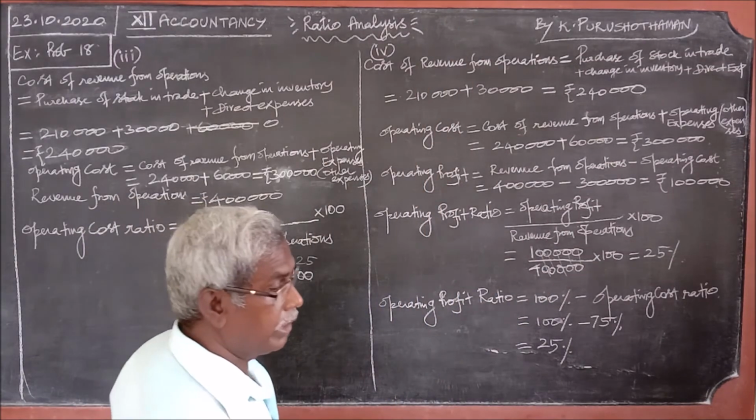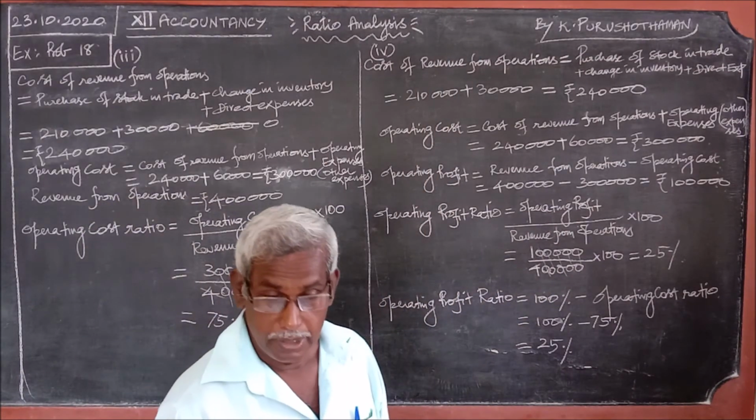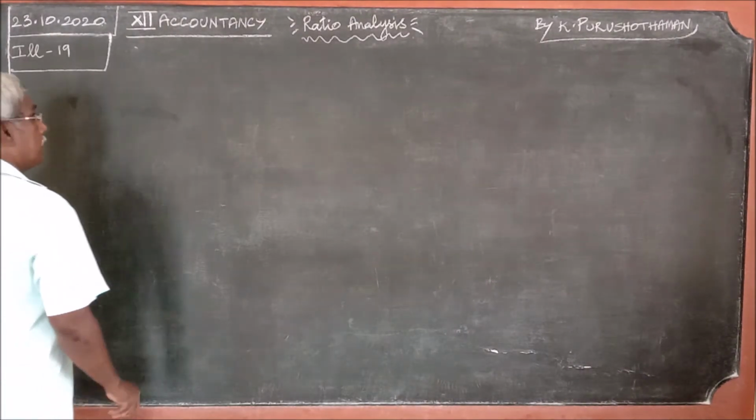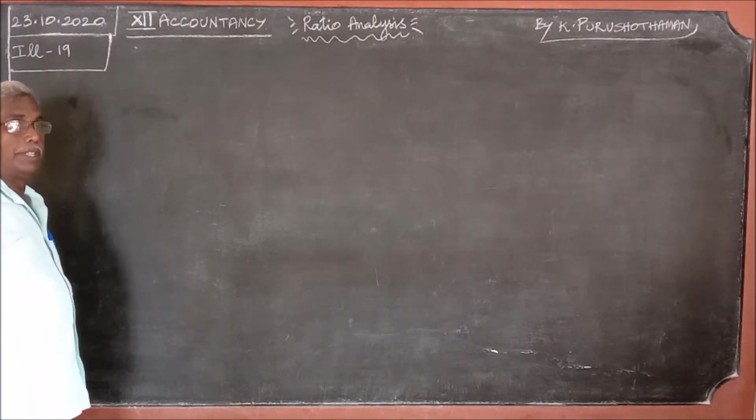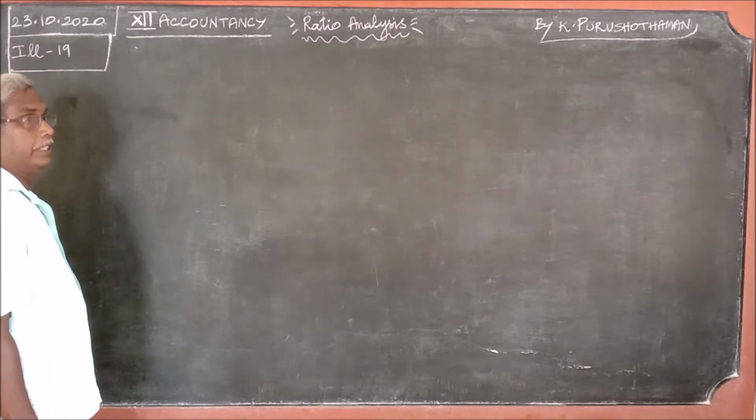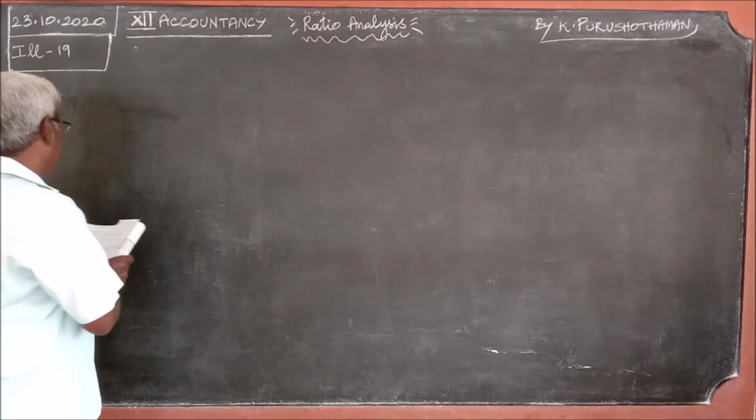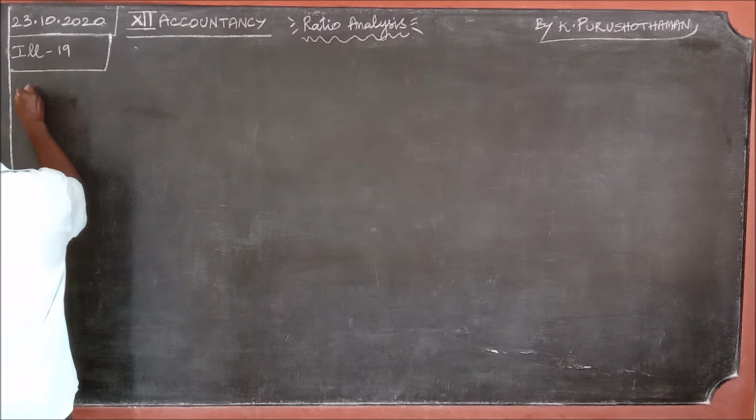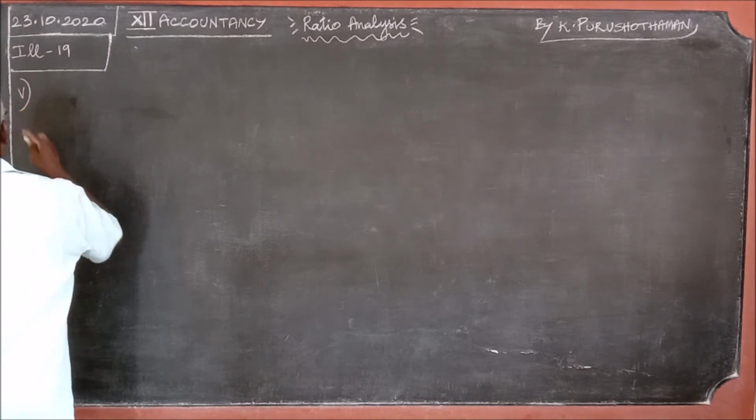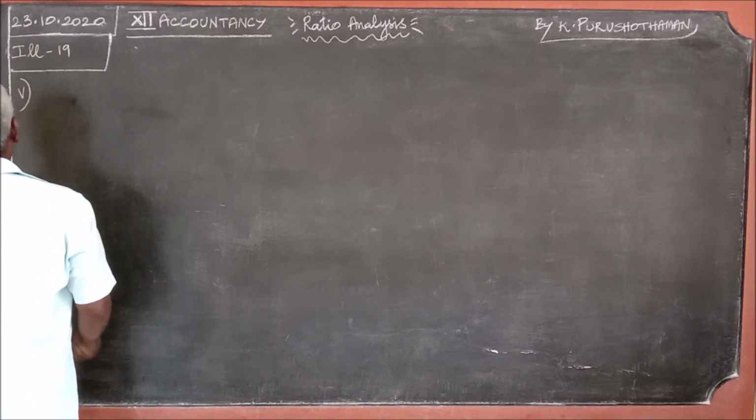Okay. There is only one more ratio, we shall see it now. We shall see now illustration 19. What is given in illustration 19? We are going to see the fifth ratio, return on investment.